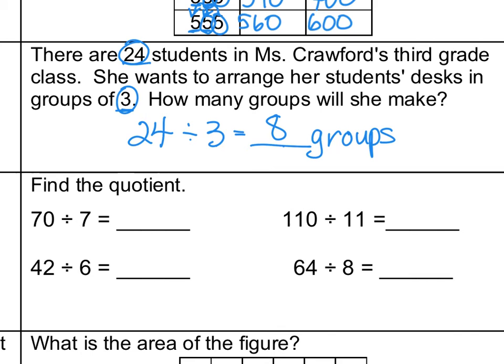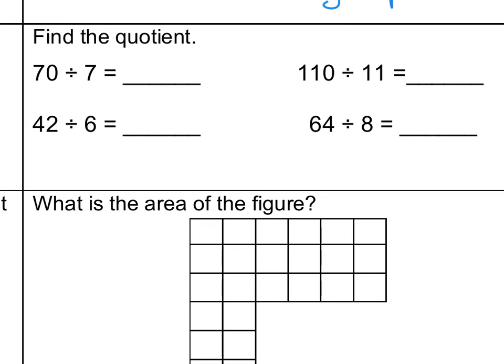Okay, find the quotient. We know dividend divided by the divisor equals the quotient. Something times 7 equals 70. That would be 10 times 7 equals 70. Something times 6 is 42. We're missing the 7. Something times 11 is 110. Well, I know 10 times 10 is 100, but this is one more set. This is 11 sets of 10. So if you count by tens 11 times, you'll hit 110.